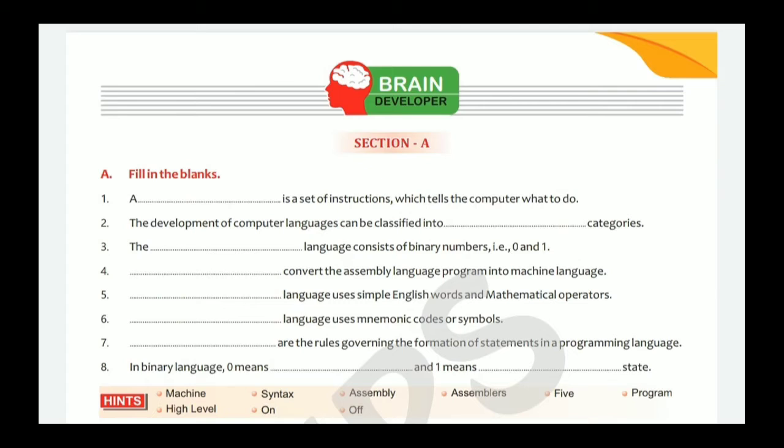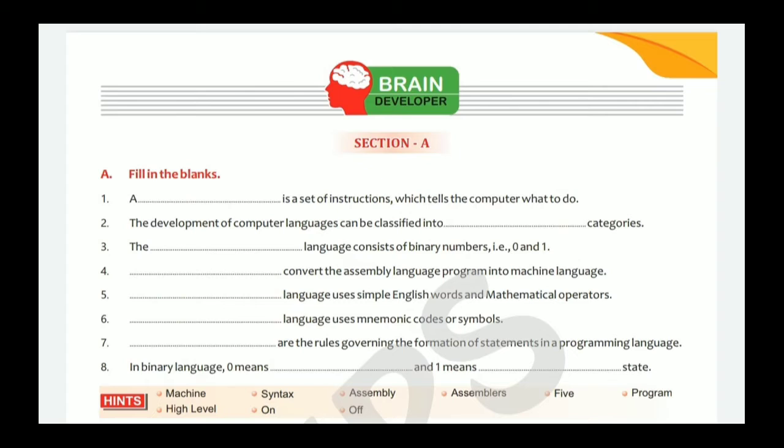So that is the syntax. The rules are called syntax. Like rules in English are called grammar, rules in Hindi are called Vyakaran. Same like, rules in programming are called syntax. Eighth one is: in a binary language, 0 means on and 1 means off state. Yes students, in a machine language two states are there. One is 0 and second one is 1. 0 means on and 1 means off.